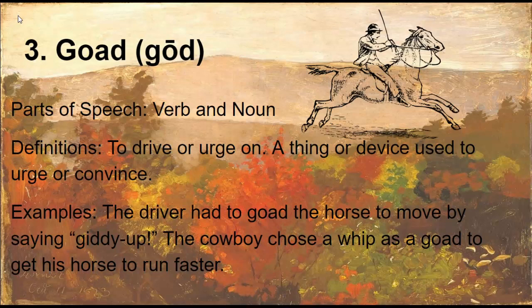Now, the noun part of goad is a thing or a device used to urge or convince. If you look at the picture, you have a man riding a horse. The goad in this case would be the reins that he's holding onto and the whip, because those things are urging the horse to stop or go. So example: the driver had to goad the horse to move by saying, "Giddy up." Second sentence: the cowboy chose a whip as a goad to get his horse to run faster. And again, you only need one example sentence, but you need both parts of speech and both definitions.